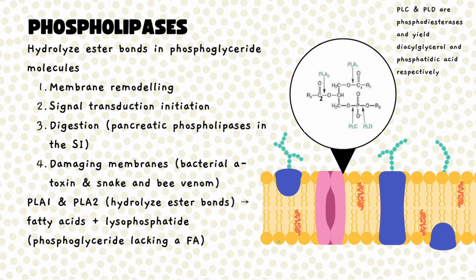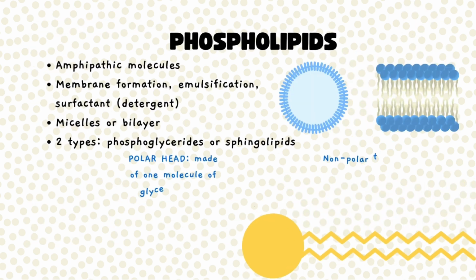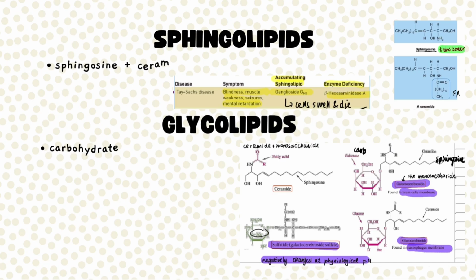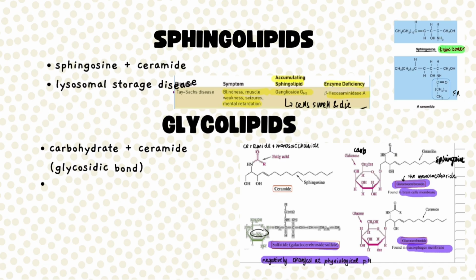Okay. We also have phosphodiesterases, which are PLC and PLD, and they yield diacylglycerol and phosphatidic acid, respectively. So PLC yields diacylglycerol and PLD yields phosphatidic acid. So because we looked at phospholipids, now we will look at sphingolipids and glycolipids.